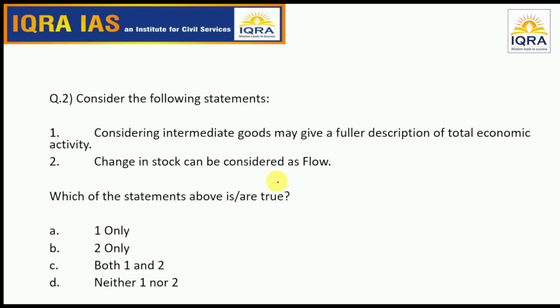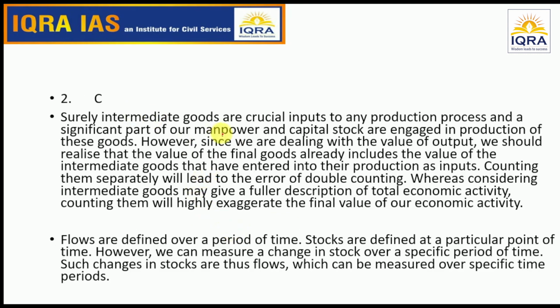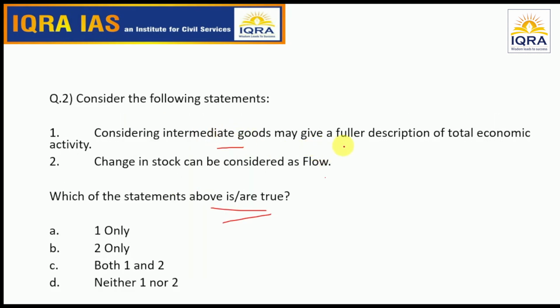Then moving on to question number 2, again the same type of question. Consider the following statements. Intermediate goods may give a fuller description of the total economic activity. Change in stock can be considered as flow of goods. So again, which of the statements is or are true? Here both are true, because intermediate goods may give, it's not necessary, but it may give a description of the total economic activity.